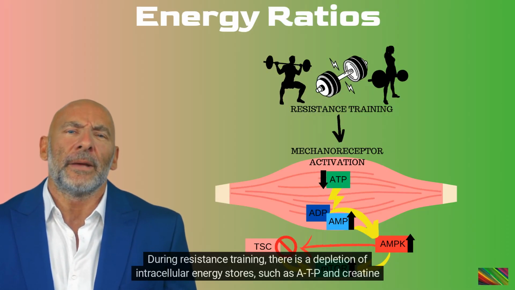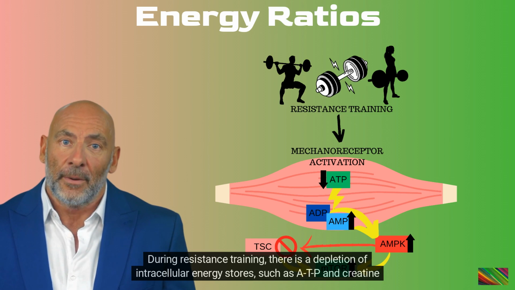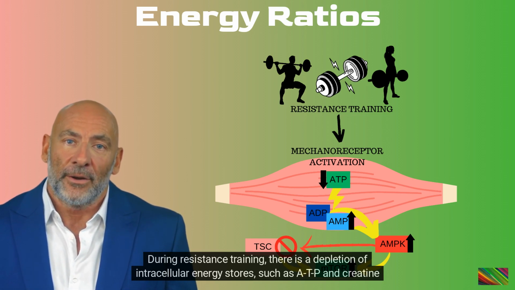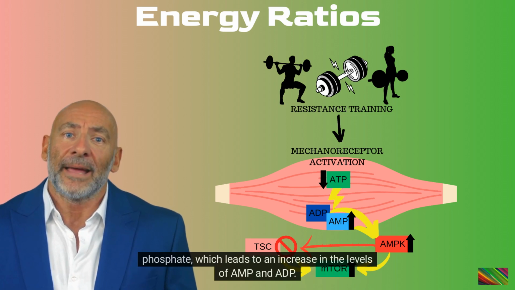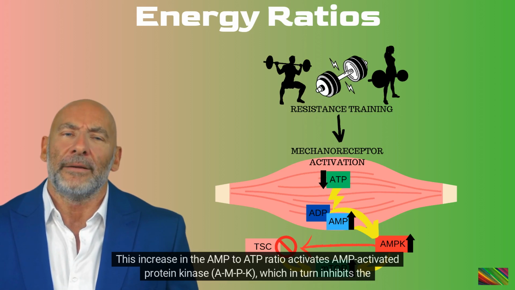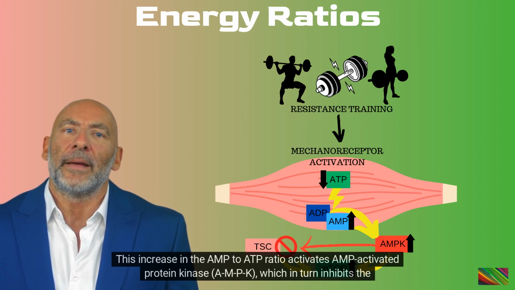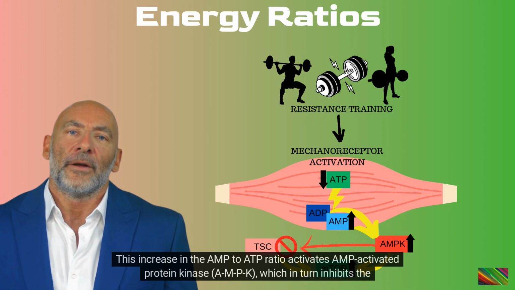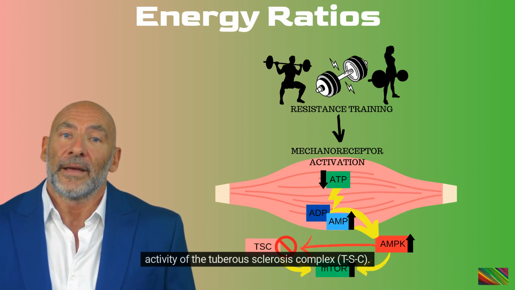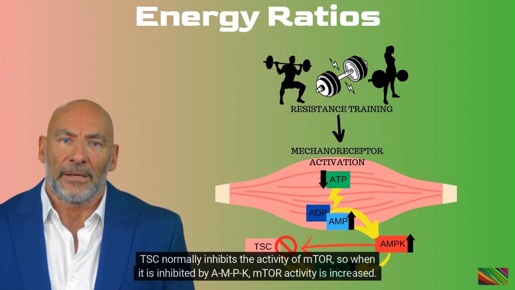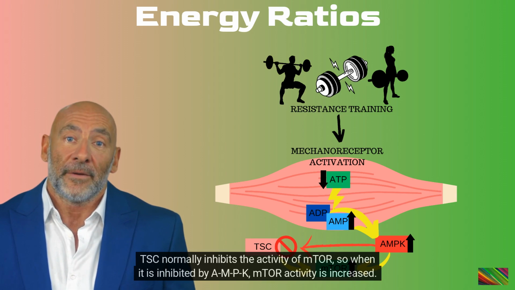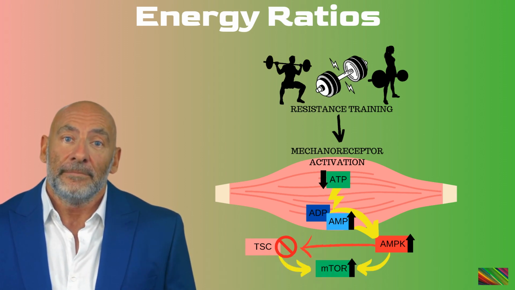During resistance training, there is a depletion of intracellular energy stores, such as ATP and creatine phosphate, which leads to an increase in the levels of AMP and ADP. This increase in the AMP to ATP ratio activates AMP-activated protein kinase, AMPK, which in turn inhibits the activity of the tuberous sclerosis complex, TSC. TSC normally inhibits the activity of mTOR, so when it is inhibited by AMPK, mTOR activity is increased.